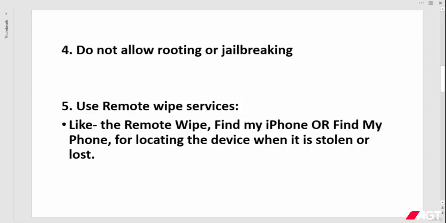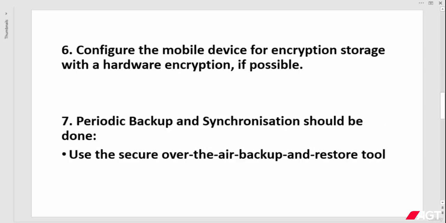Now the fifth is use remote wipe services. For example, the remote wipe or Find My iPhone or Find My Phone for locating the device when it is stolen or lost. Always configure the mobile device for encryption storage with hardware encryption if possible. Next, periodic backup and synchronization should be done. Use the secure over-the-air backup and restore tool, because this tool will help you to synchronize apps in the background.